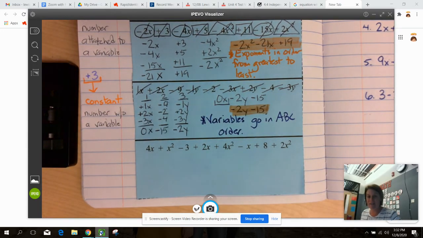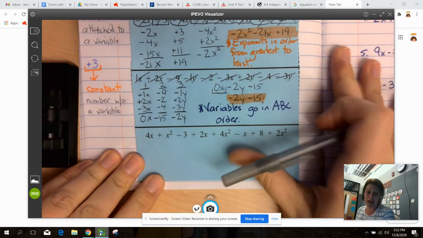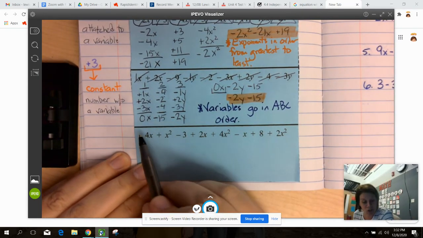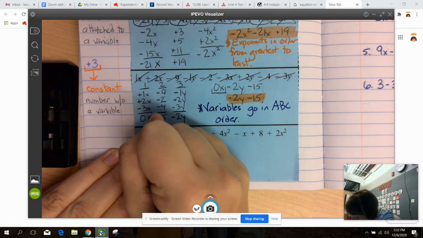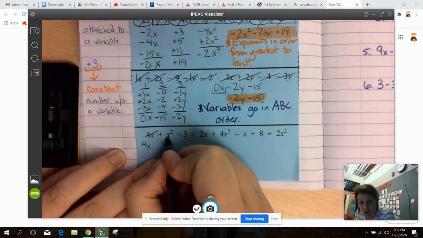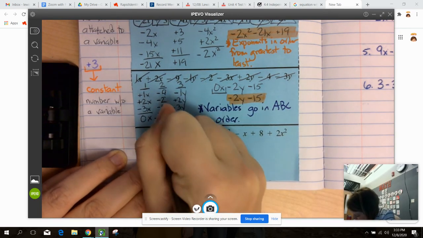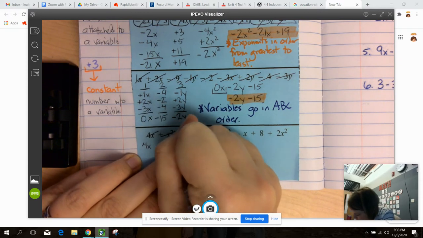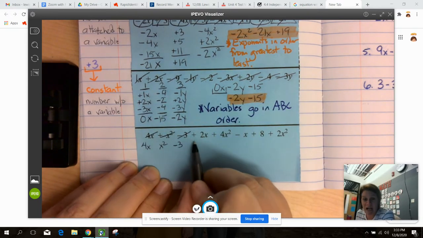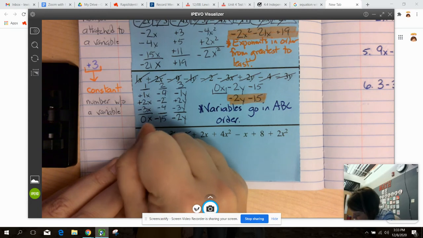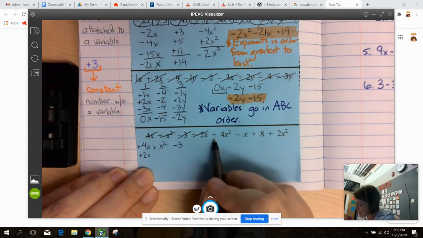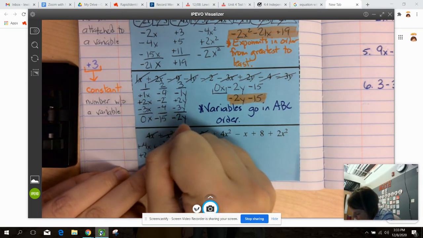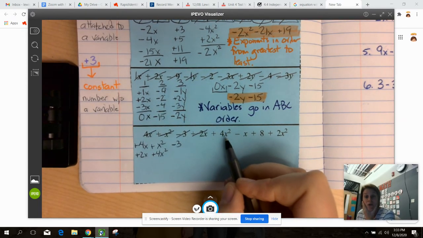Okay, let's look at the last one. I'm going to once again do it in 7th grade order, or combine them in 7th grade way. So we would do, there's a 4x. So this will be this column. I have an x squared. That's going to be over here. I have a negative 3, which is here. I have a positive 2x. And we know this is positive. We know this is positive. I have a positive 4x. Sorry, 4x squared. That's going to go in its column.